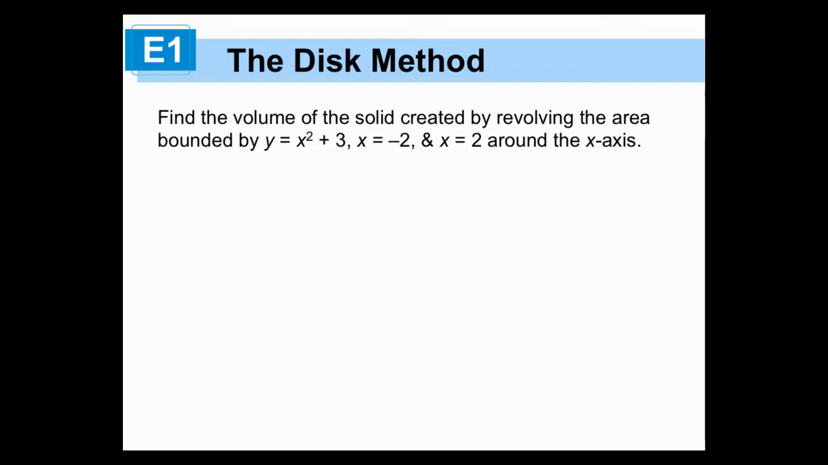What's the graph of x squared plus 3 look like? Yep, parabola moved up 3. What's x equals negative 2 look like? Beautiful. And x equals 2? And what's the x-axis look like? The x-axis. Okay.